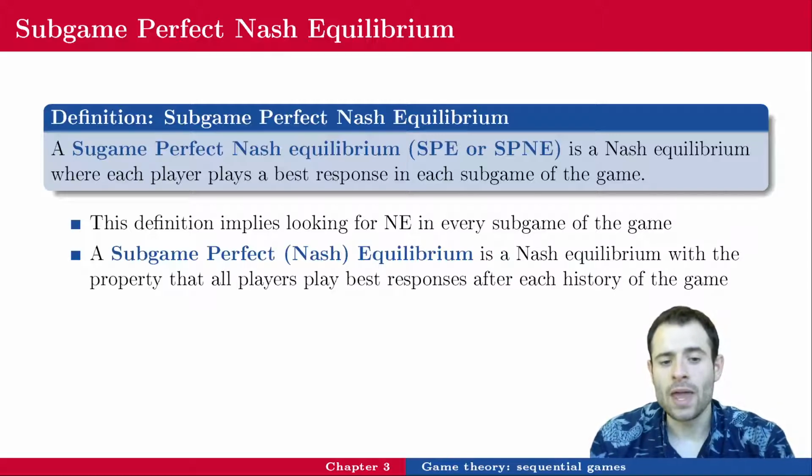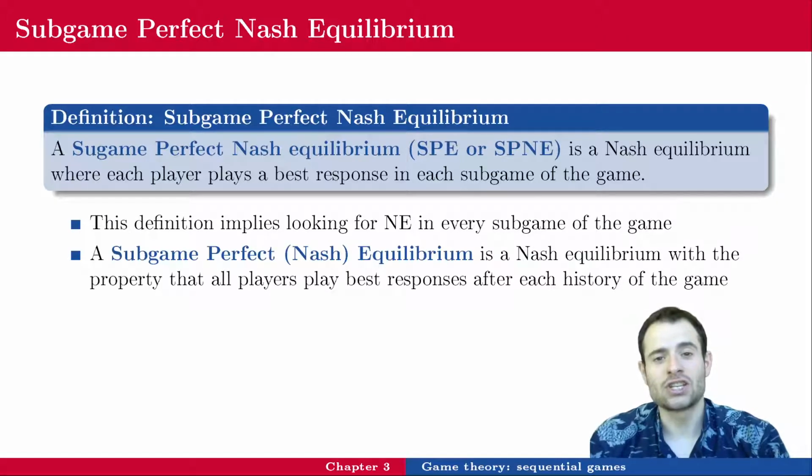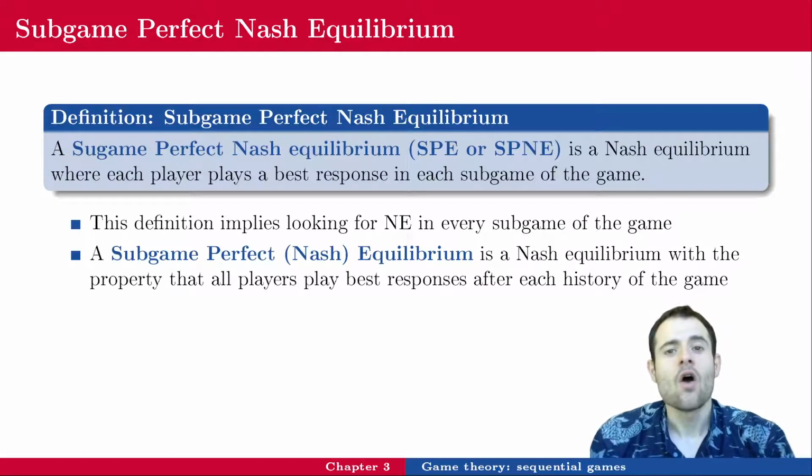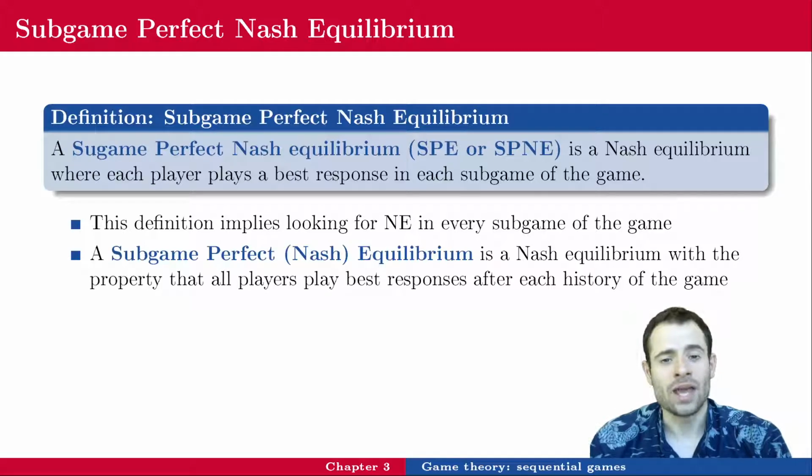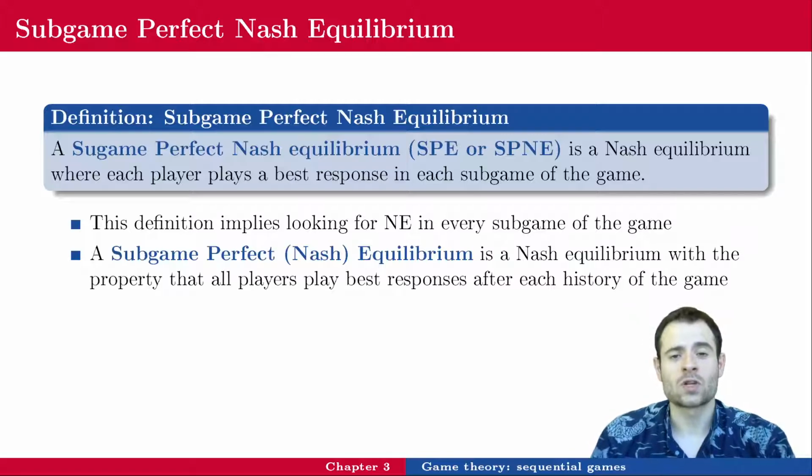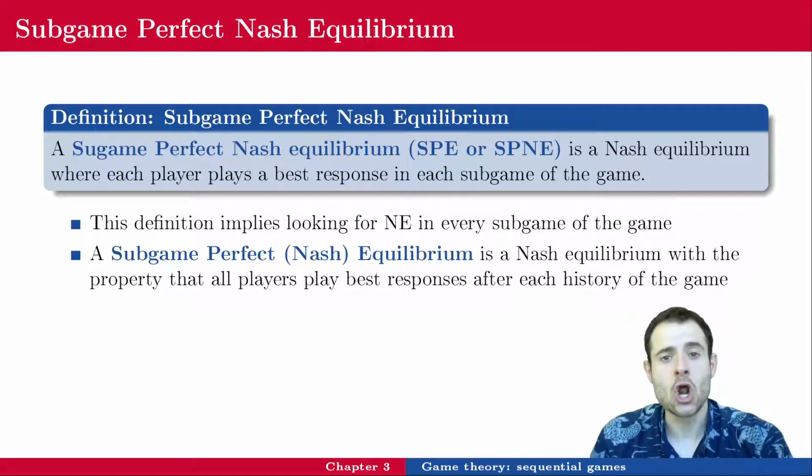So a subgame perfect Nash equilibrium is a Nash equilibrium with a property that all players play a best response after each history of the game. As I said, if there is a case where Rosia goes to small victory, then Tom's best response would be to go to small victory, not beaucoup.